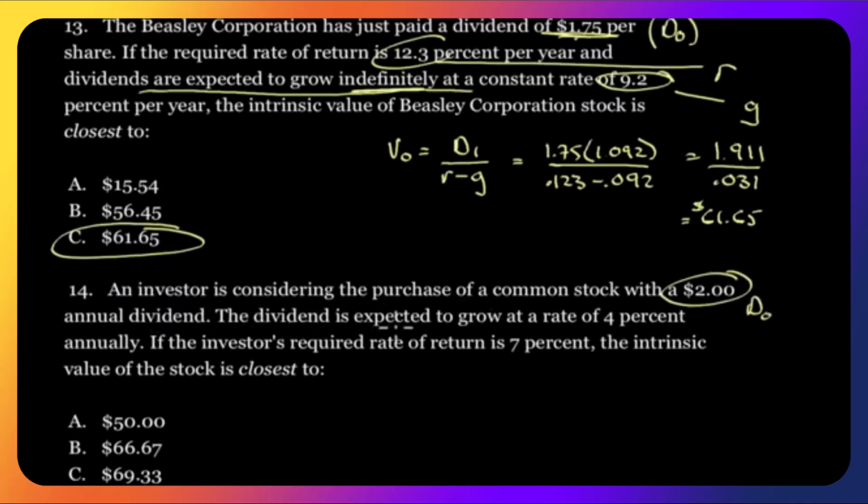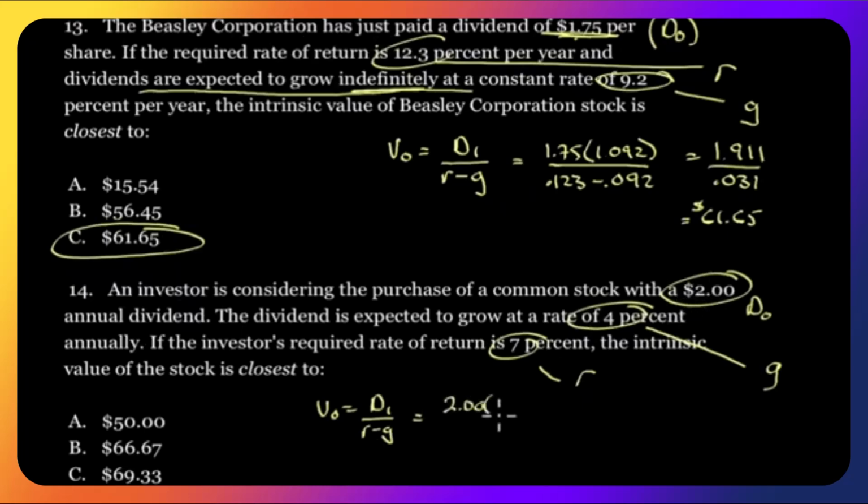And that's common stock. The dividend is expected to grow at a rate of 4% annually. If the investor's required rate of return is 7%, the intrinsic value of the stock is closest to... Again, it's the same thing, right? V0 equals D1 over R minus G. So my D1, I have my D0, which is 2, times 1.04, over 0.07 minus 0.04. And that will give me 2.08 over 0.03, which gives me 69.33.